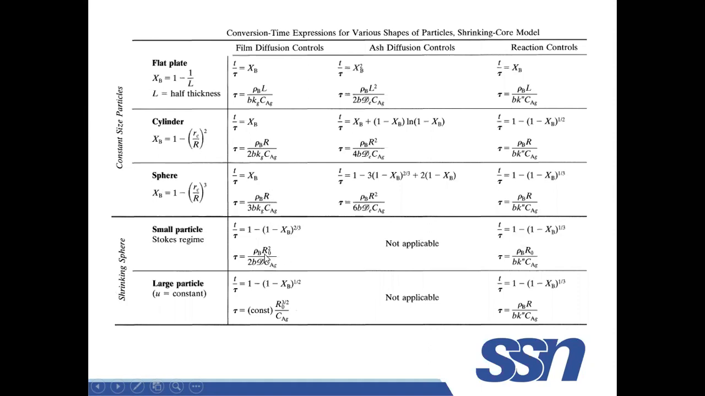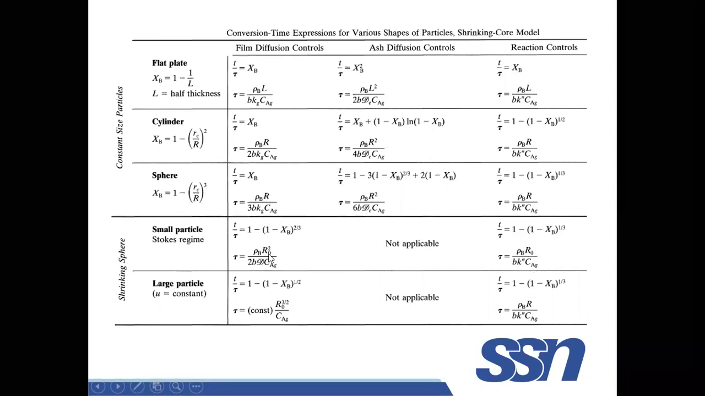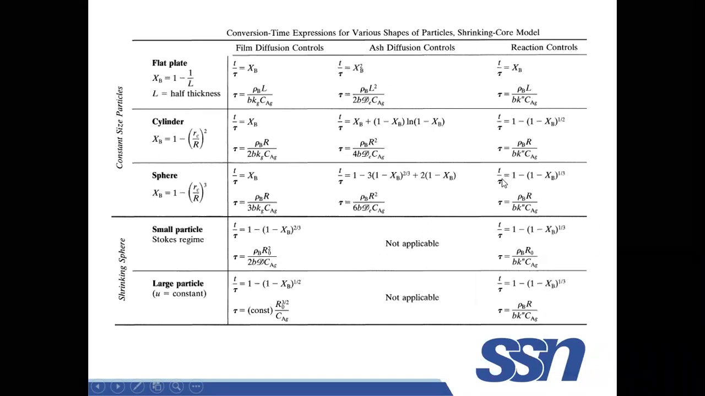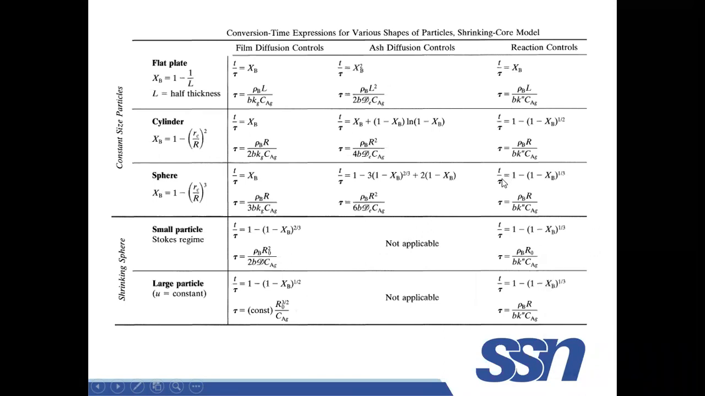Here R square is coming, here it is the same. In film diffusion you get only R, here you are getting R square. Ash diffusion is not applicable because ash is not present at all. Only two resistances will be there. So I complete these derivations.